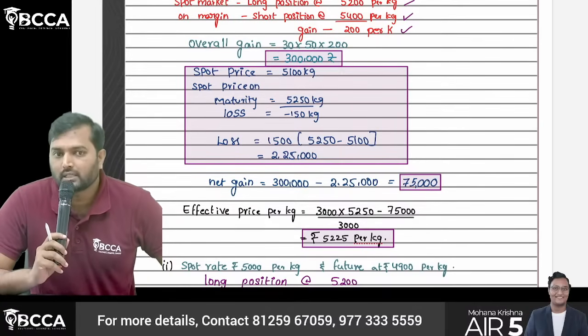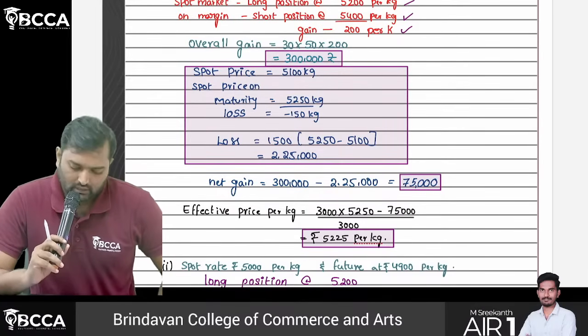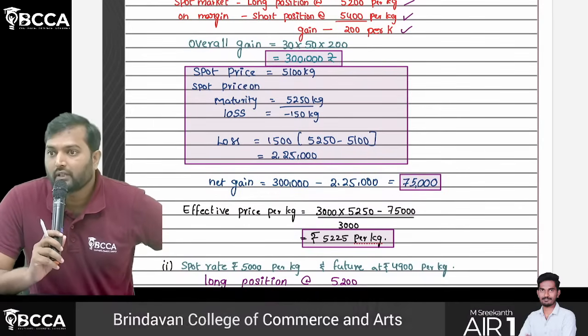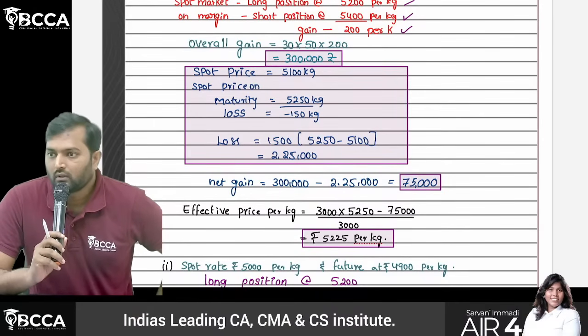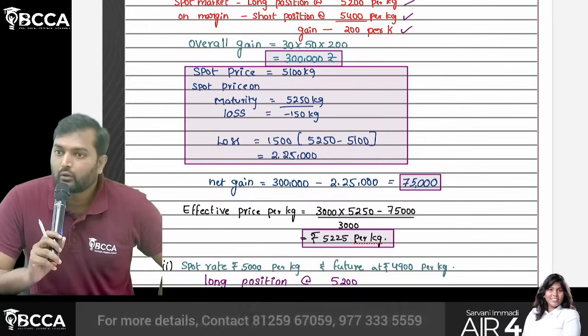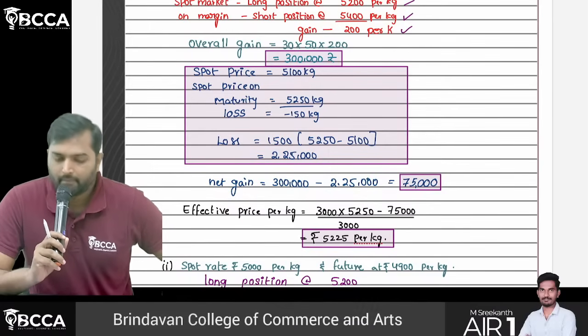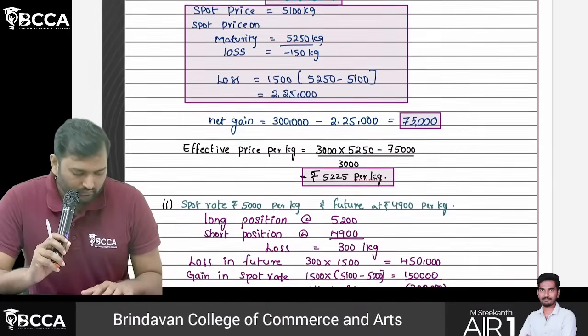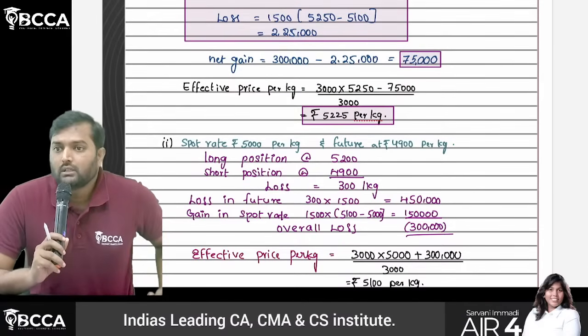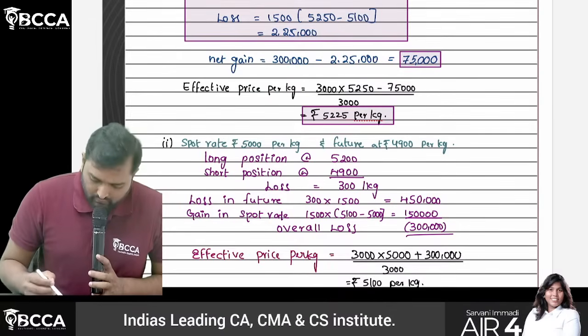Effective price decreased because of the gain. What is the gain? 75,000. Clear? We got a gain of 25 rupees per cage. So that's why the price decreased by 25 rupees. So this is the first case. Next, the second case. In the second case, you will take a long position at the rate of 5200.